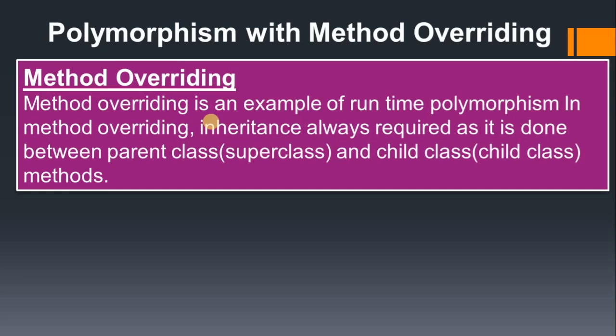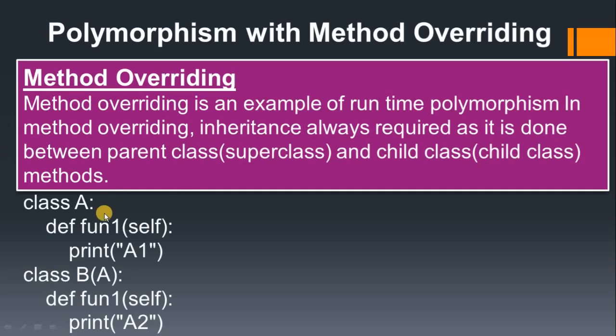Why is it runtime polymorphism? Because these methods are selected at runtime after compilation of the program. In method overriding the signature is the same, so it is selected at runtime, and in that concept inheritance is always required, meaning there is a need of a base and derived class, parent and child class. Only then can you use method overriding.